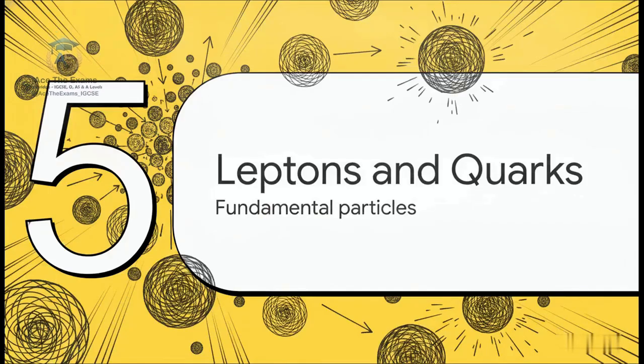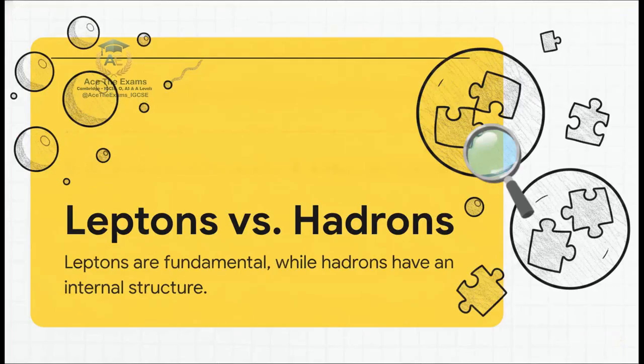Section 5. Leptons, hadrons, and quarks. We are zooming in one final time to completely blow apart everything we thought we knew about protons and neutrons. Let's establish our final system of definitions. The subatomic world is split into 2 distinct camps. You need to be able to contrast these instantly.